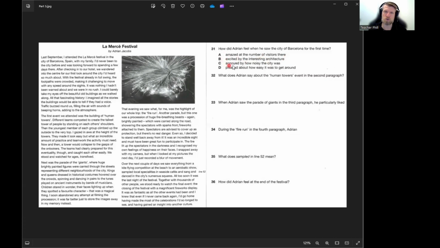Annoyed by how noisy the city was. I disagree with this one because, again, he says it was nothing he hadn't been warned about. And pleased about how easy it was to get around. I would also disagree with this because he says it was challenging to move with any speed around the sites. So it was very slow, and he wasn't pleased with it, but he was also not annoyed by it. So I think I can eliminate A, C, and D, and I would say that my choice here is B. I'll just tick this. Again, I don't know if it's the correct option, but I am fairly sure that we are right here.